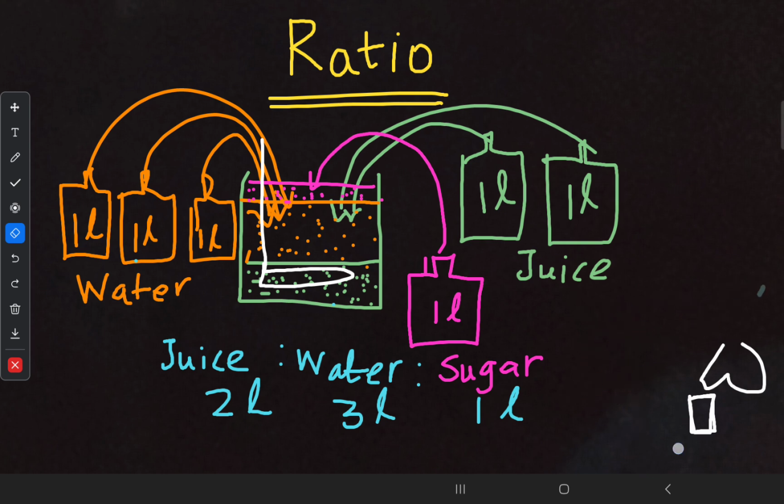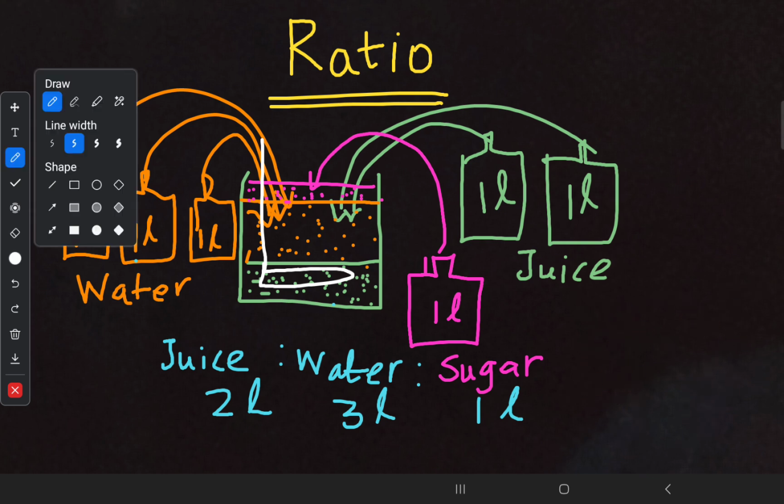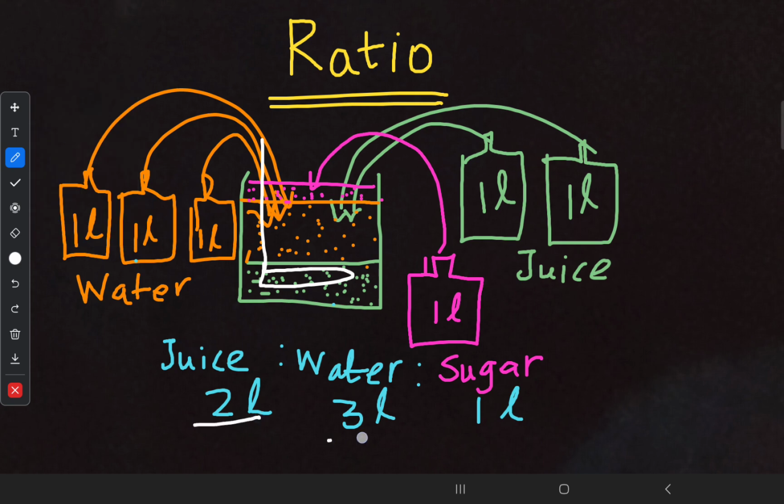Uniform units means all the units should be the same. If one is indicated in liters, all the other quantities also should be indicated in liters. Otherwise, we can't compare. That's why I explained the grade 11 and grade 7 students. If both are in the same unit, we can compare.